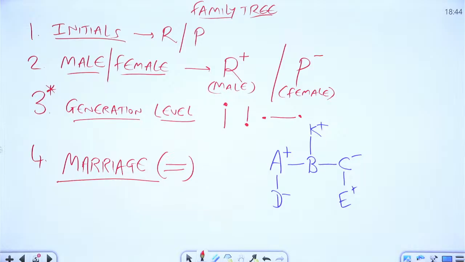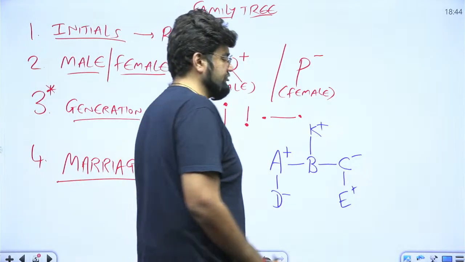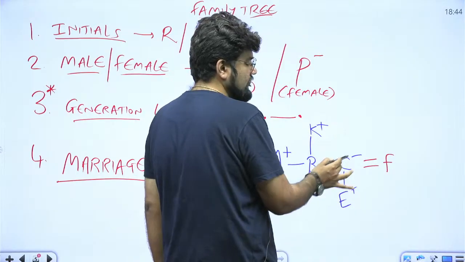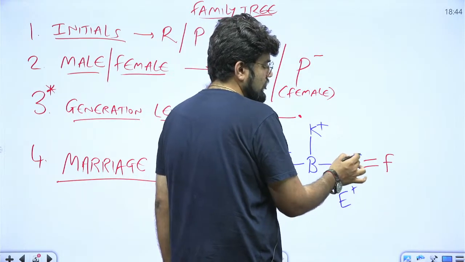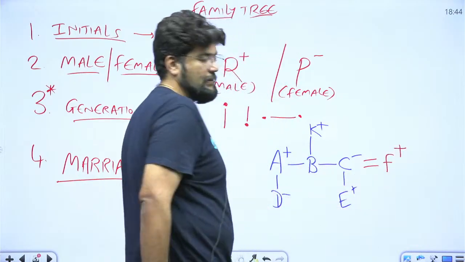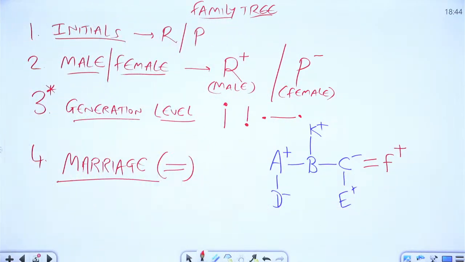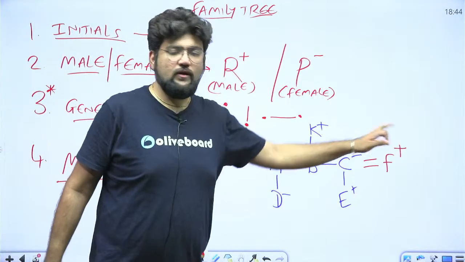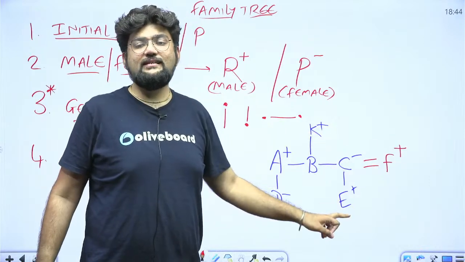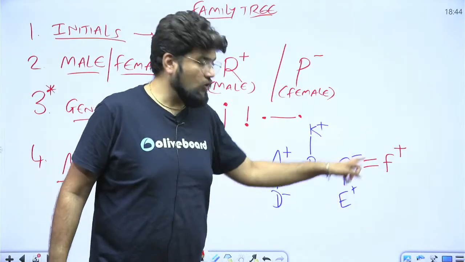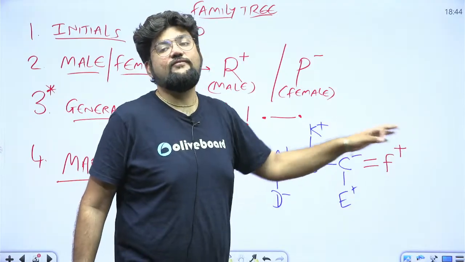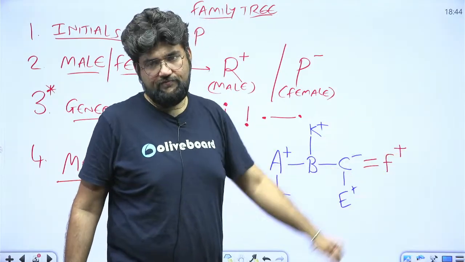So, now if I tell you that C was married to F, we know that if C was a girl, a woman, F has to be a husband, a male. Got it? So, now you can clearly see C is married to F, C is the wife, F is the husband. How is E related to F? E is the son of F because E is the son of C, C is the wife of F. So, F is the father of E.